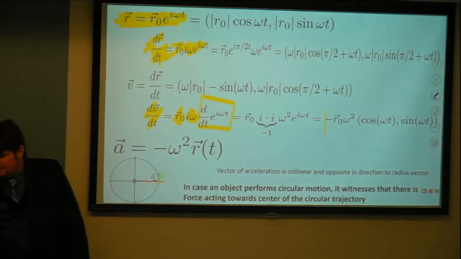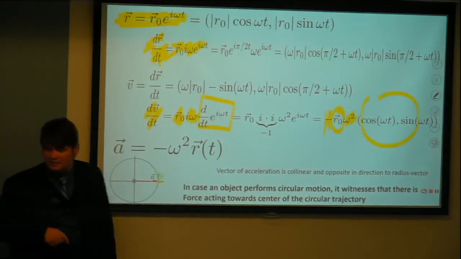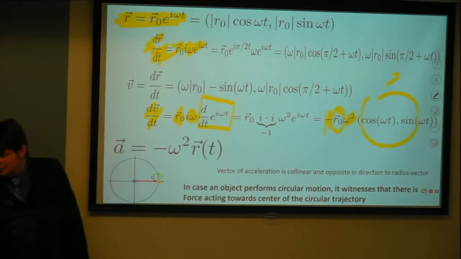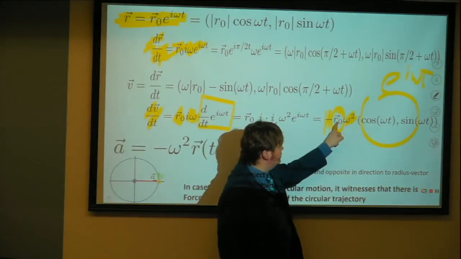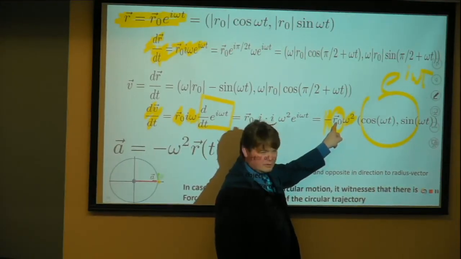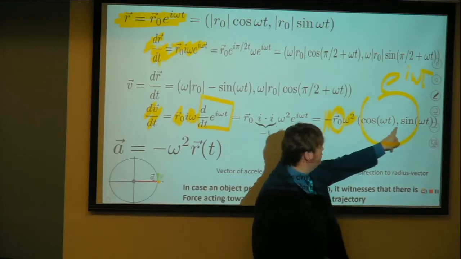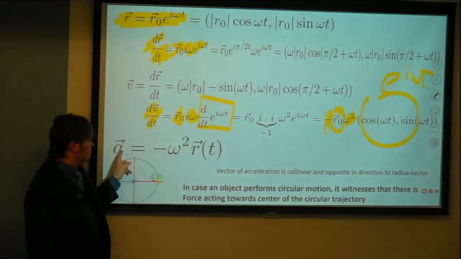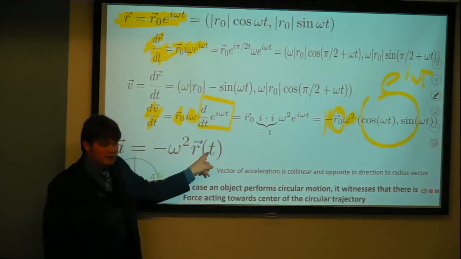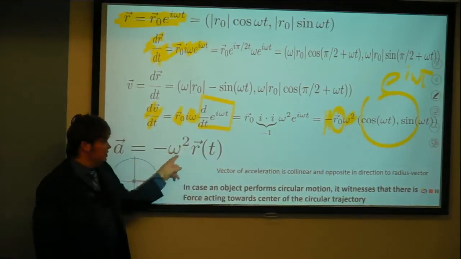So we have negative 1 initial velocity and frequency squared. And then here we have the same stuff. It will be e to the power i omega t. Right? So if you combine together initial radius vector, R0, and the time-dependent part, you will get that acceleration is equal to radius vector with negative sign and multiplied by frequency squared.